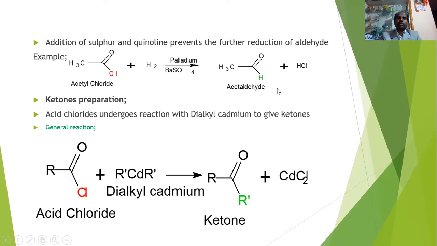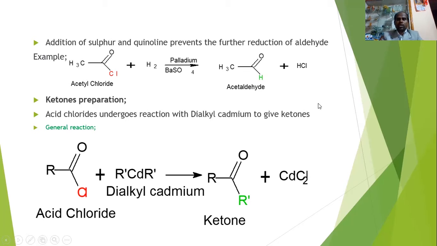And one more thing, in this Rosenmund reduction, if we add sulfur or quinoline, this prevents the further reduction of the aldehyde. That means, if this acetaldehyde is present in presence of hydrogen and palladium, it further reduces to ethanol. That can be prevented by adding sulfur and quinoline. So this sulfur and quinoline prevents the further reduction of the obtained aldehydes. Okay, this is about the Rosenmund's reduction.